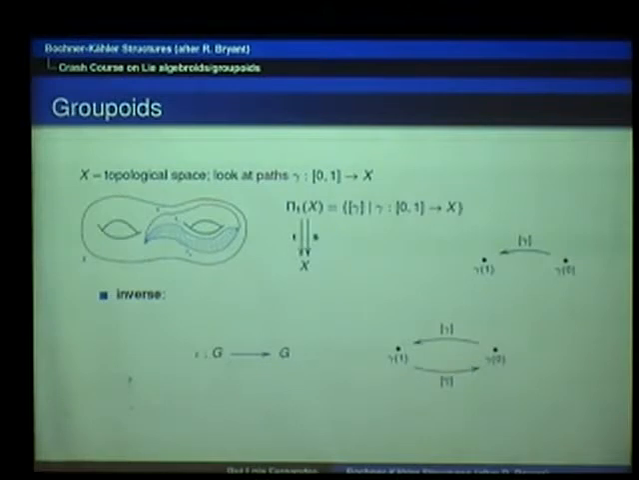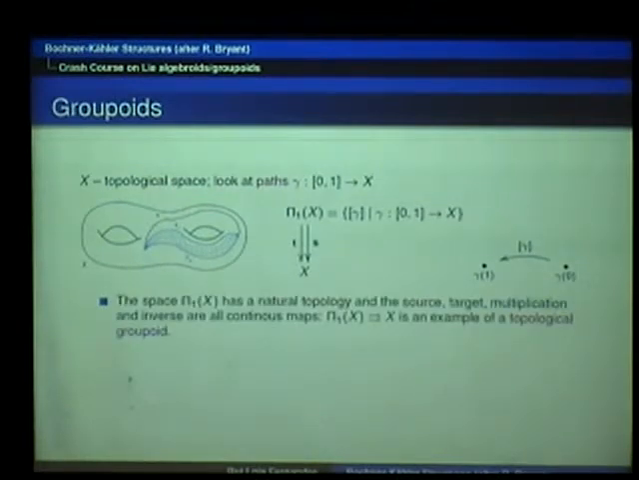So this is a simple example of a groupoid, and it turns out that this space is more than just a space. It has a natural topology. So this is a topological space, and then source, target, multiplication, and inverse are all continuous maps. So this is an example of a topological groupoid.